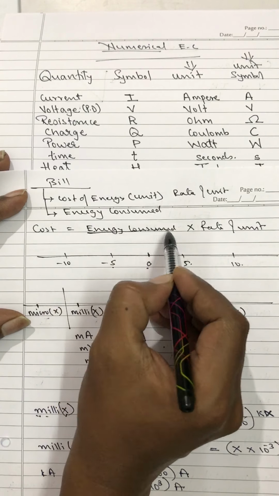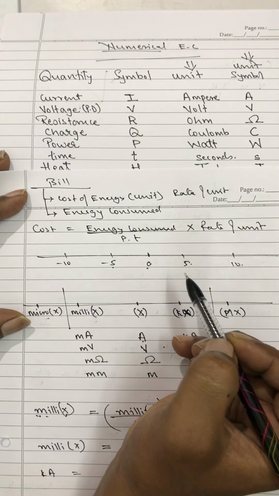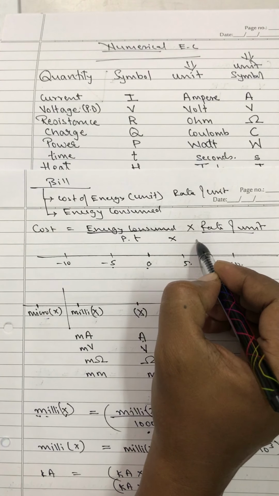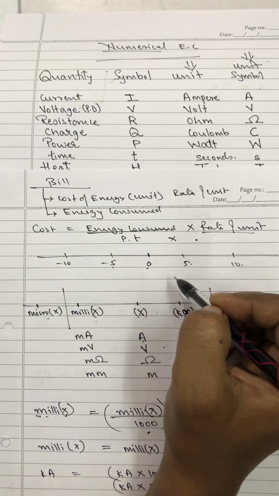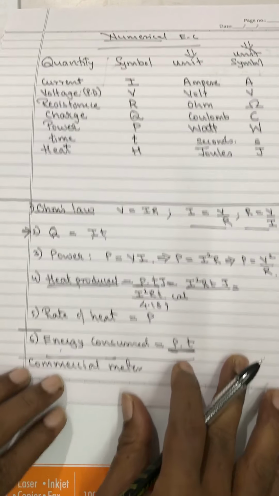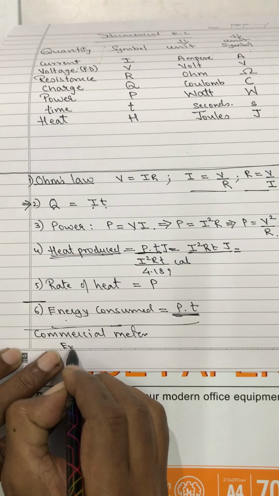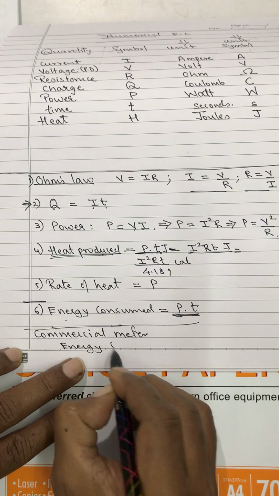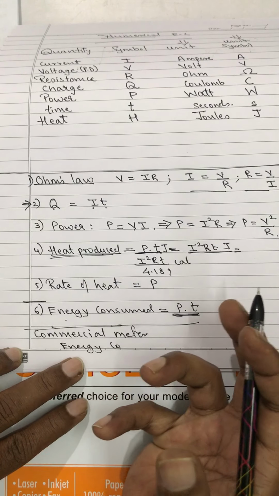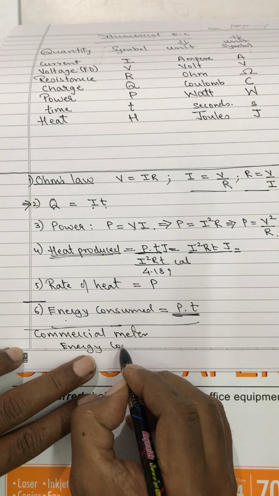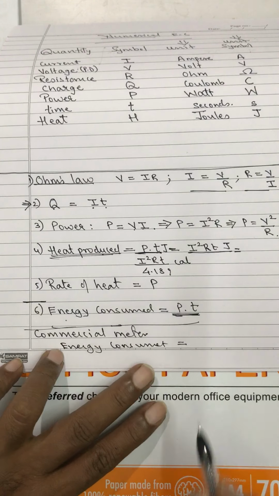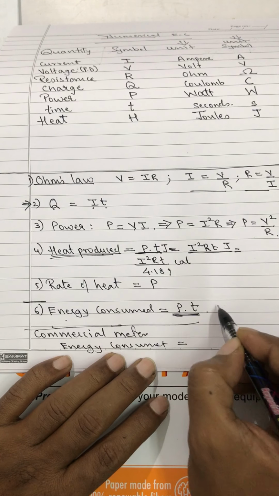Energy consumed is power into T, and the rate is whatever the government money is, that the question will tell you. But here what is the thing that you have to understand? In commercial meter, when the question is based on billing to be made, the energy consumed is power into T.